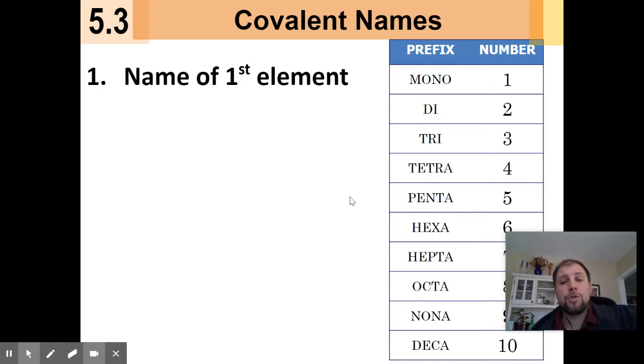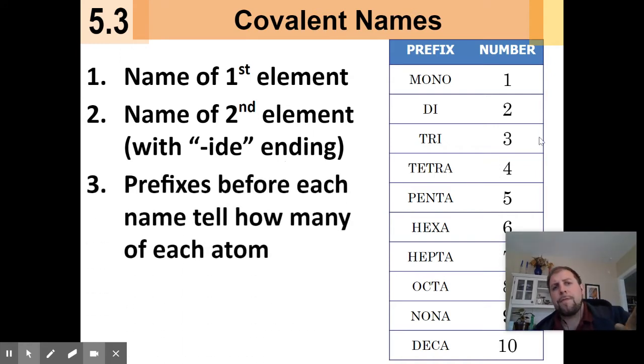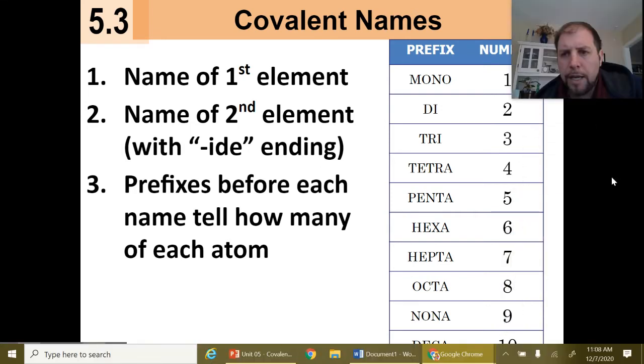Okay, so here's how you do the name of a binary molecular compound. That's a molecule with only two different types of elements in it. So first thing you do is you write the name of the first element. Then you write the name of the second element, but change its ending to ide. Then you put prefixes before each of them to tell me how many of those atoms are present in the molecule. So if there's only one, you'd put mono.